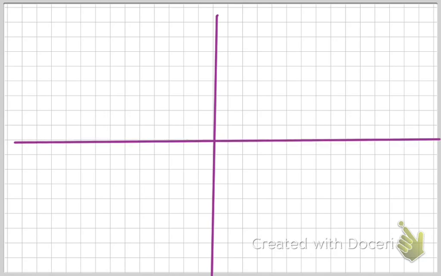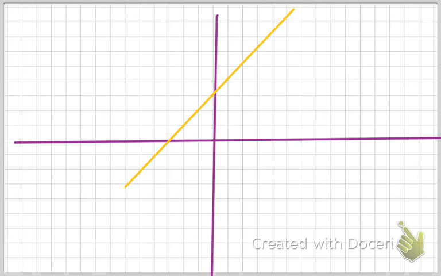Alright, so you have a line. You have your grid, and on your grid there's going to be some kind of line drawn. So let's take a line that looks like this. It asks you to calculate the slope of this line.